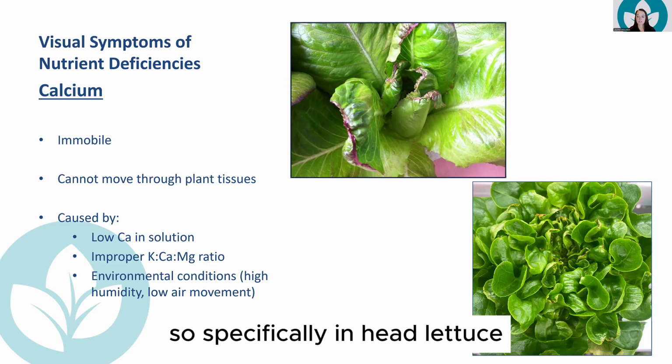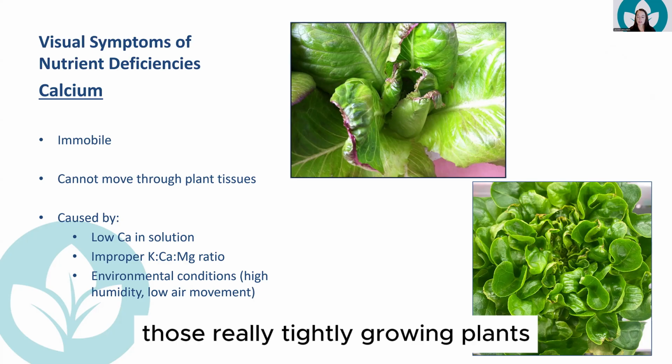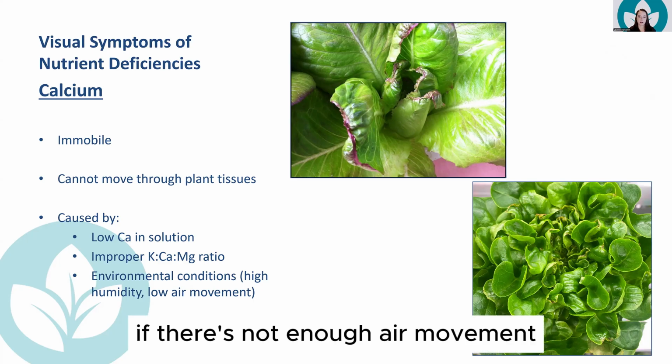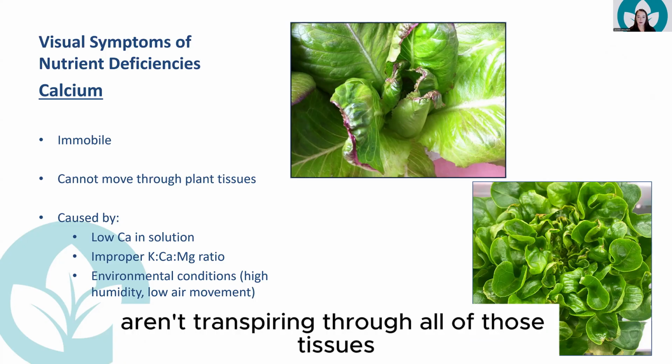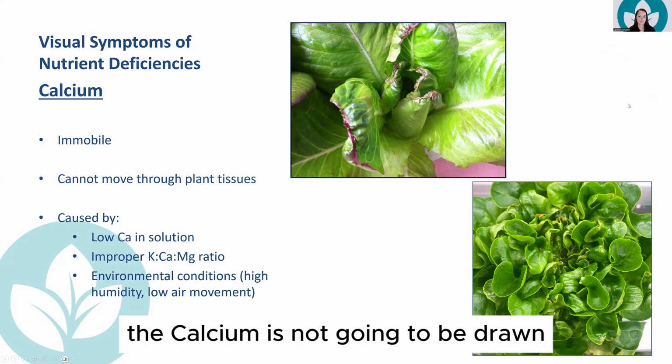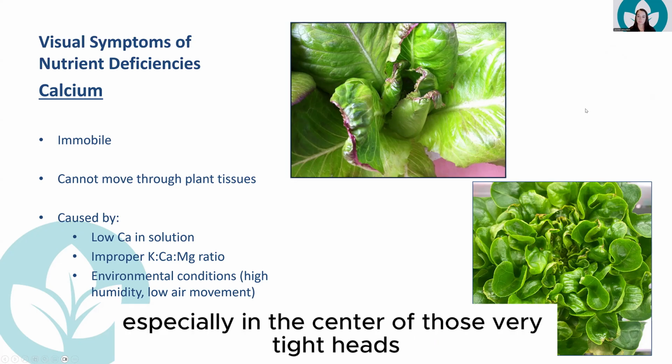So, specifically in head lettuce, those really tightly growing plants, if there's not enough air movement, if the air is too humid and the plants aren't transpiring through all of those tissues, the calcium is not going to be drawn all the way through those new leaves, especially in the center of those very tight heads.